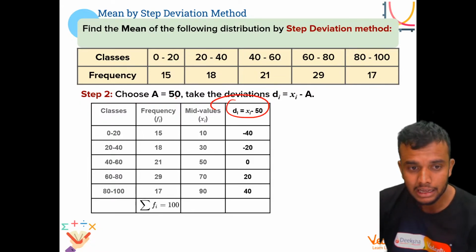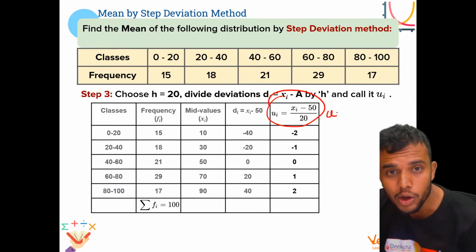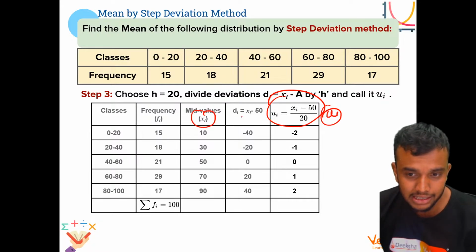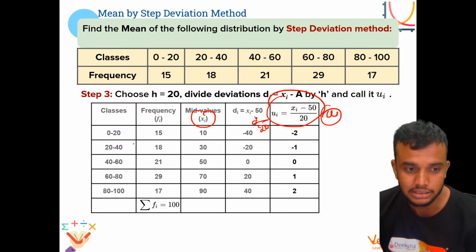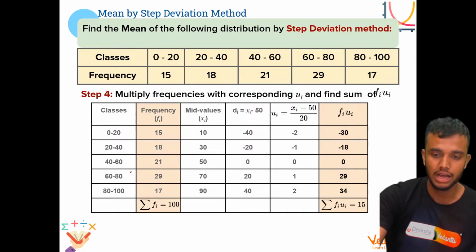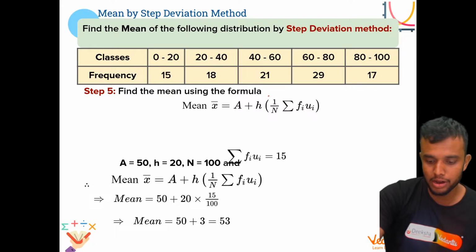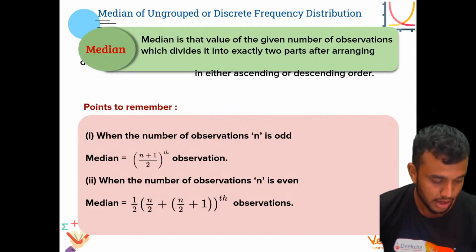Find di, choose a and di. Then you need to find another ui. In the step deviation method, ui is equal to (xi minus 50) by 20, that is, di by the class size. Di by 20, di by 40, and so on. Then do this and you get the answer. Then multiply fi and ui, and apply the formula. But it is not in your syllabus, just leave this. It's not important. Mean done.